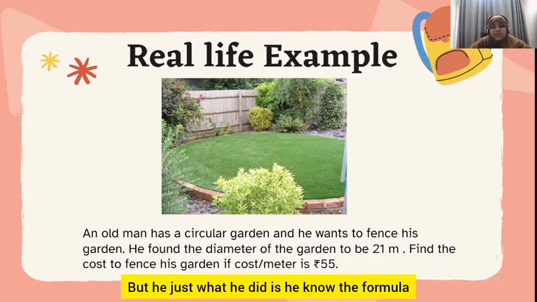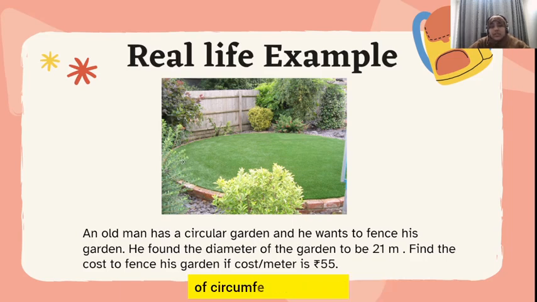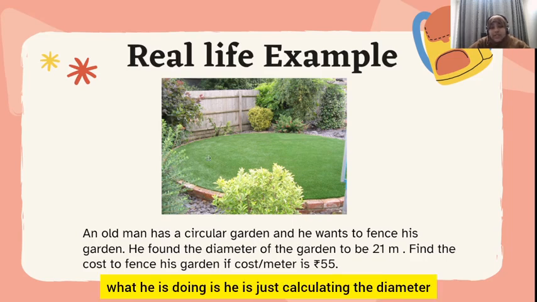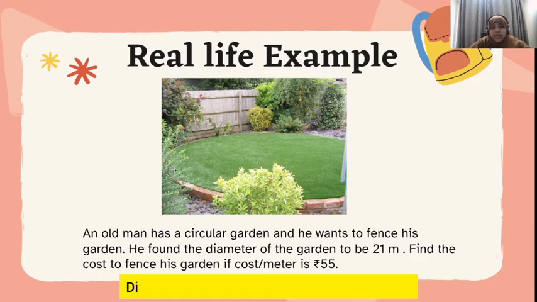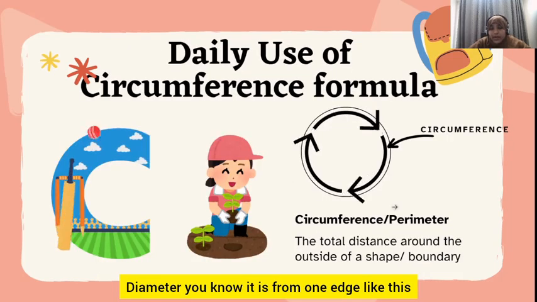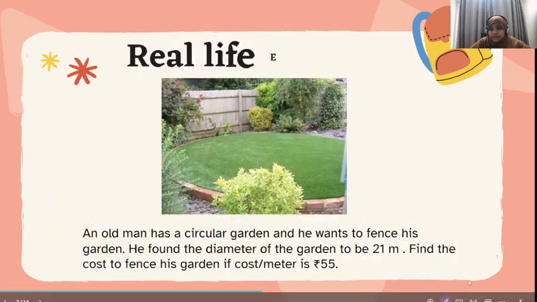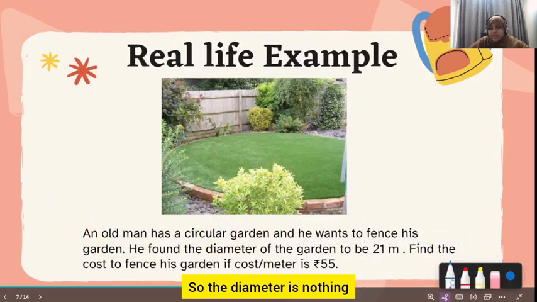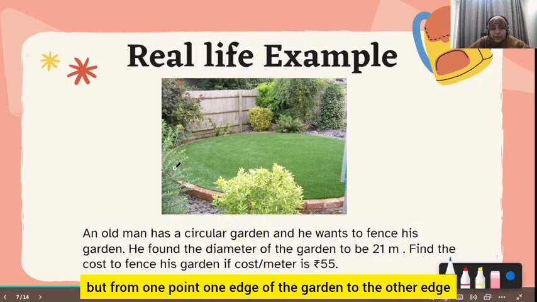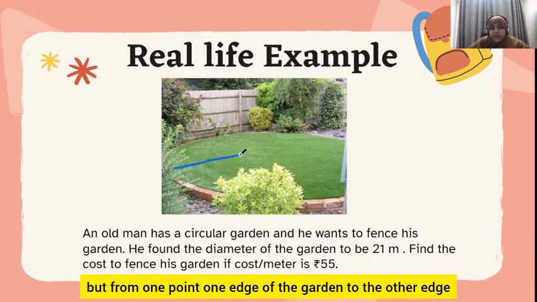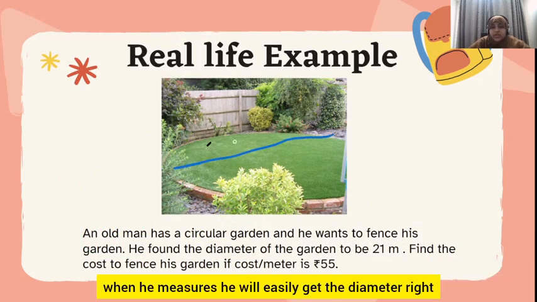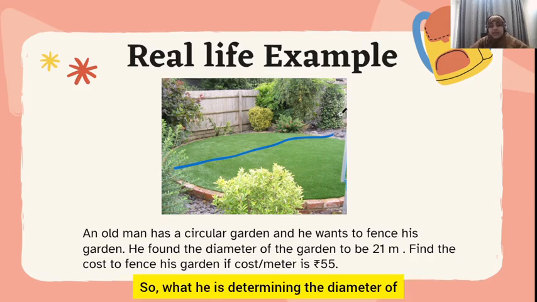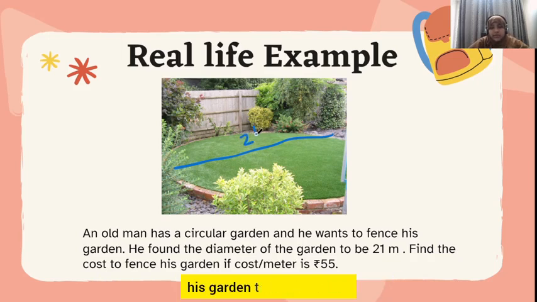But what he did is, he knows the formula of circumference. So what he is doing is just calculating the diameter. Diameter is from one edge like this. So the diameter is nothing but from one point, one edge of the garden, to the other edge. When he measures, he will easily get the diameter, right? So he determined the diameter of his garden to be 21 meters.